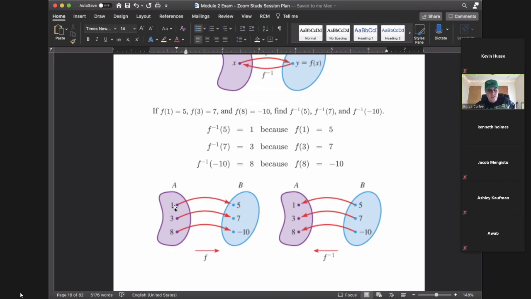So basically, this is the function f right here. You're taking f of 1, which gives you 5. So to get back to 1, you take the inverse function. So f to the -1 of 5 equals 1. Since f of 3 equals 7, f to the -1 of 7 equals 3. And since f of 8 equals -10, then f to the -1 of -10 equals 8. You're just going backwards.